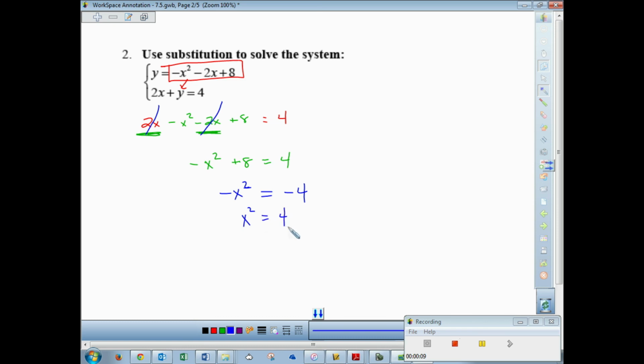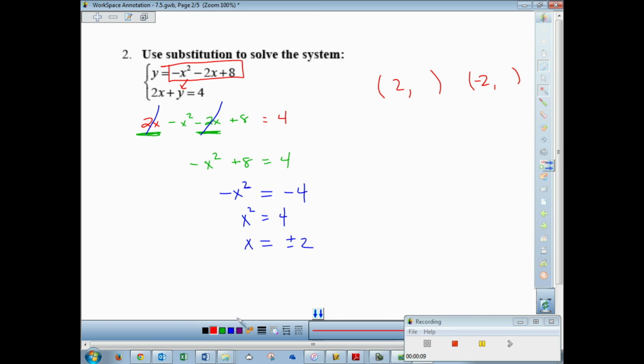And now since it's only x squared, no x to the first, how do you get rid of the square? You square root. So you got to be very careful. What's the square root of 4? Plus or minus 2. There are two different answers to that. X could be 2, or x could be -2. So again, set yourself up two ordered pairs. In one of them, x is 2, and in the other one, x is -2.